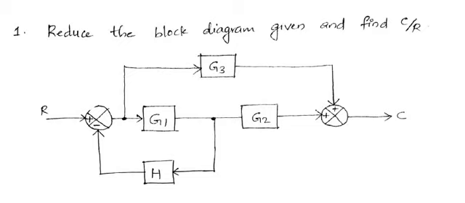Let's solve one problem using the block diagram reduction technique. Question number 1: reduce the block diagram given and find C by R. C is the output and R is the input. So C by R means output by input, which is the overall transfer function of this particular block diagram.